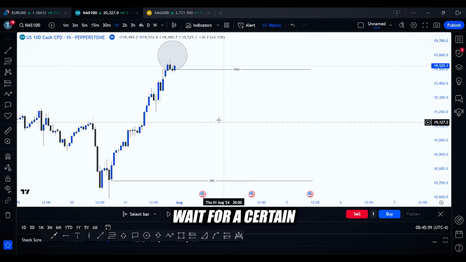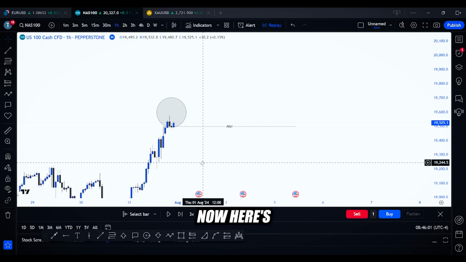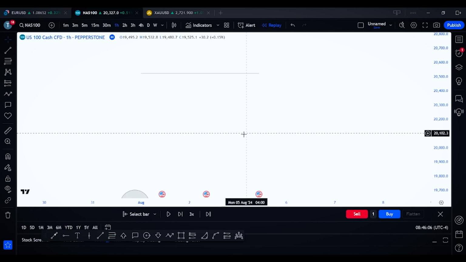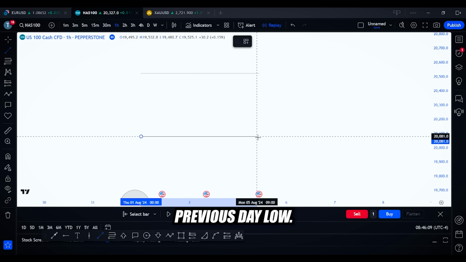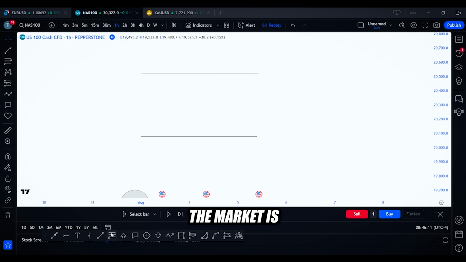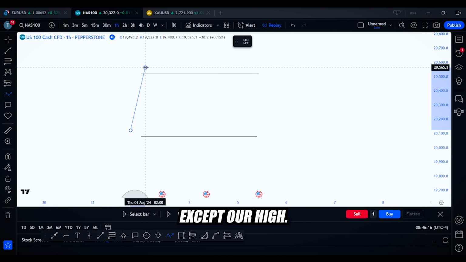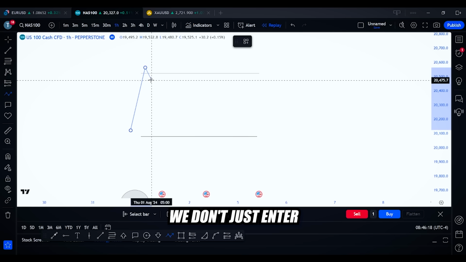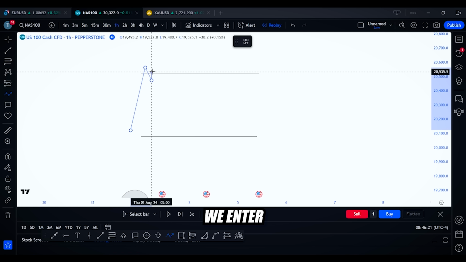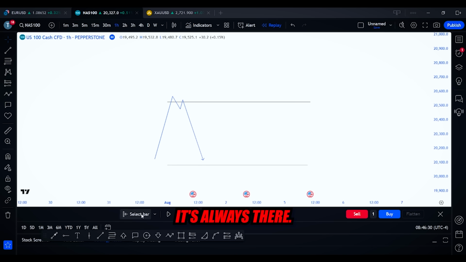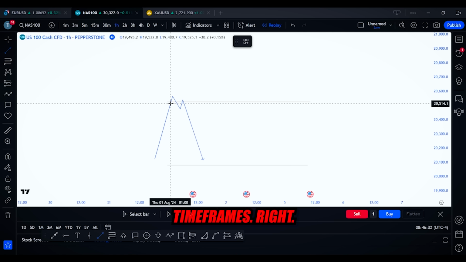You have to wait for a certain entry model. Now here's the entry model. It's pretty simple. Again, example, previous day high, previous day low, right? Now the market is actually moving in an uptrend, swept our high. So now we don't just enter when it comes inside, right? We enter while it retests on our imbalance that's going to be made right there after a market structure shift. It's always there. You just have to look on the lower time frames, right?